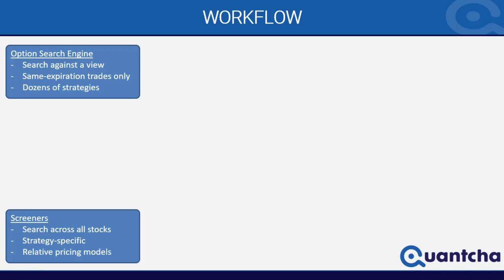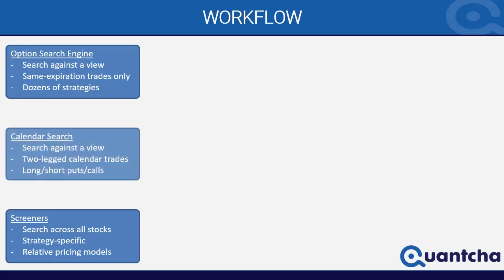screeners that search across all stocks for a specific strategy. So for example, if you wanted to search the entire market for covered calls, you'd use the covered call screener. Calendar search fits in between those two. It's actually much more on the side of the option search engine because it really works the same way as the option search engine works, except that it's designed to work for multi-expiration trades. So that's when you have those 2-legged calendar trades, and you're long or short, either near and far leg, and then you're using puts or calls.